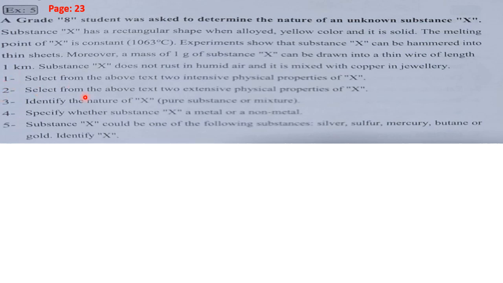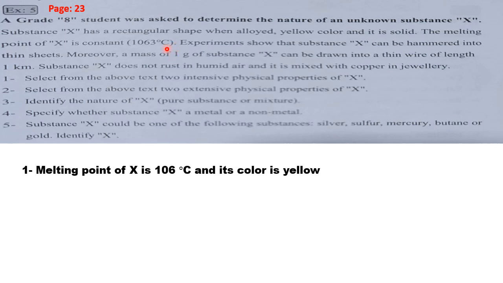Part 1. Select from the above text 2 intensive physical properties of X. What physical properties of X are mentioned here? Where we have the melting point of X, which is 1063 degrees Celsius, and its color is yellow.